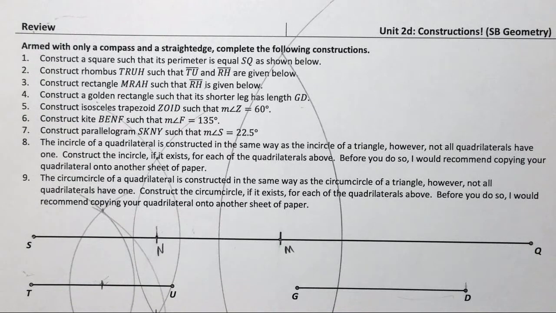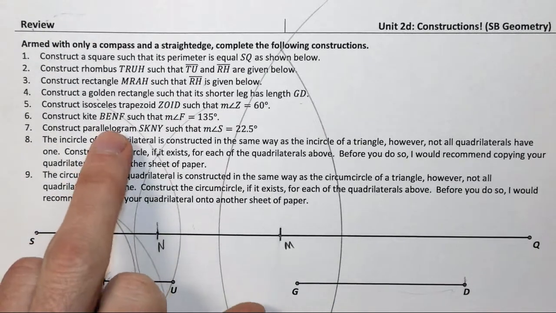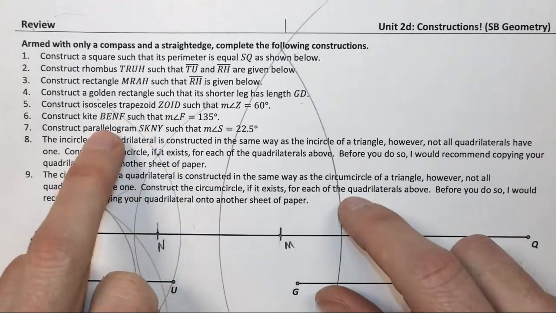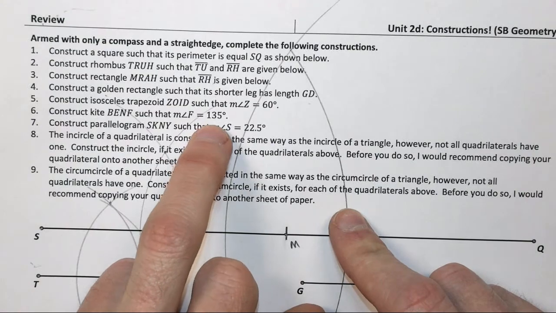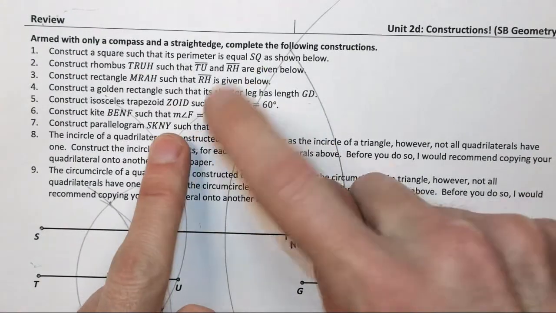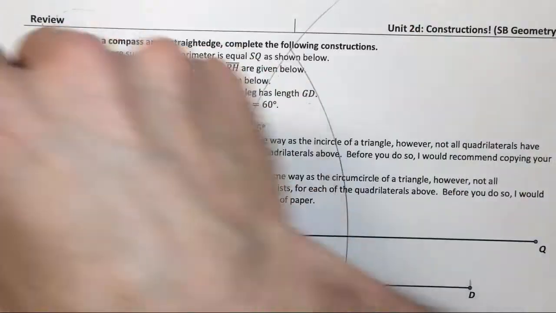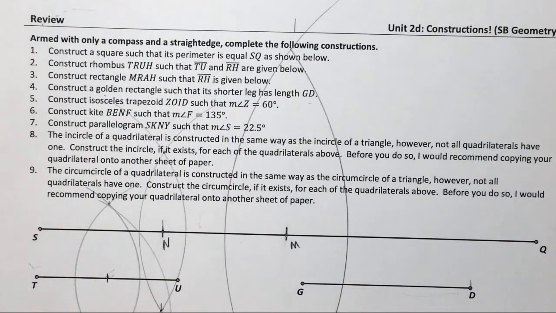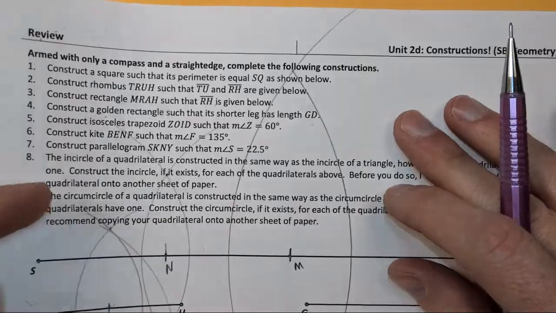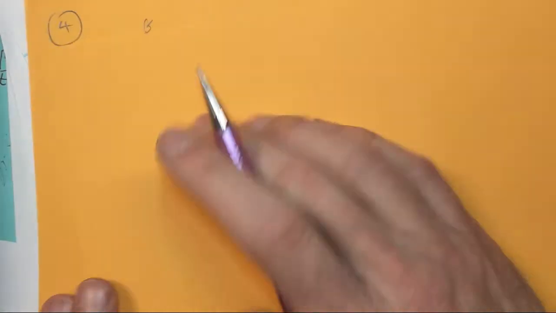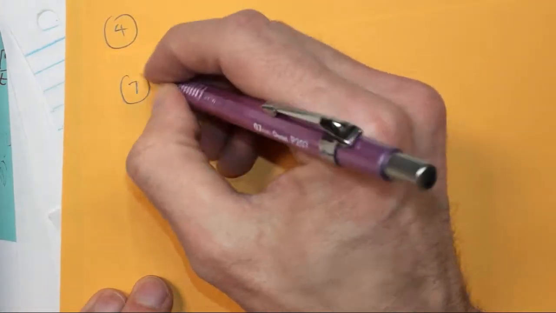All right, so on number 6, we're making a kite, BENF, Ben Franklin, such that the measure of angle F is equal to 135 degrees. 135 degrees is another one of the angles that we can construct with our compass and straightedge. So we'll get that out of the way first, on how we're supposed to construct that angle. Let's make a little thumbnail sketch of what's going on here on this kite.